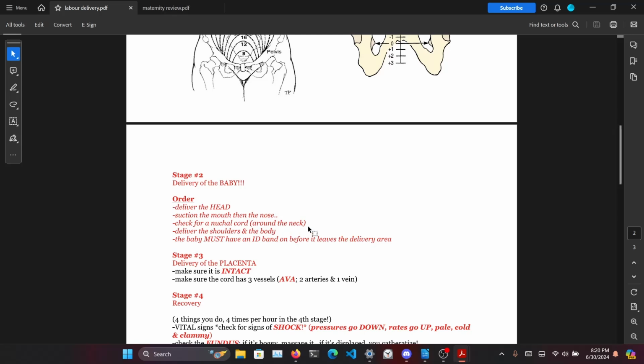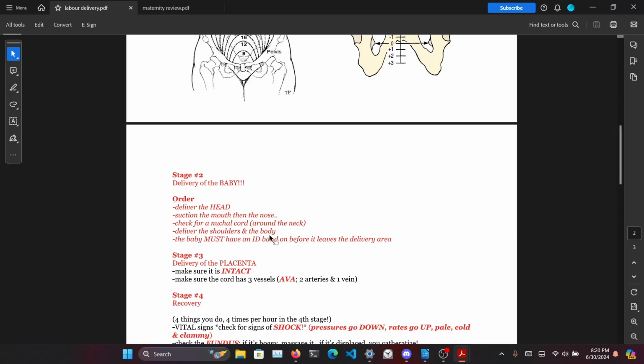Then next comes the delivery of the neck, and in this you will check for the presence of the umbilical cord around the neck. If it's present, then we have to slip it out of the neck. We cannot deliver the baby with it around the neck, right? So you have to look for the umbilical cord.